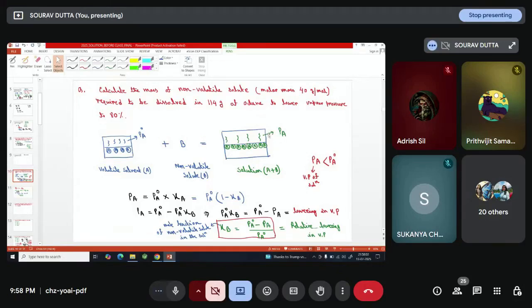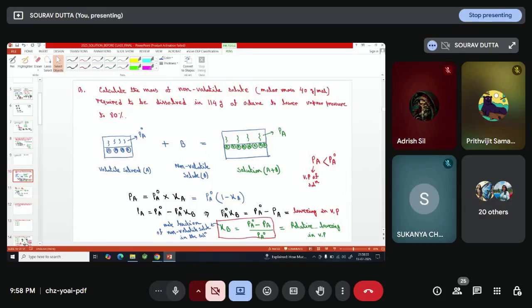Suppose PA is the vapor pressure in the solution and PA naught is the vapor pressure in the pure state, then obviously PA is less than PA naught. We can represent this according to Raoult's law: PA equals PA naught into XA. For XA we can write 1 minus XB, because the total mole fraction is always 1, XA plus XB equals 1. So PA equals PA naught minus PA naught into XB.